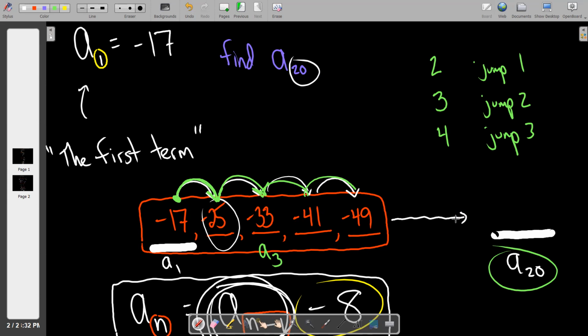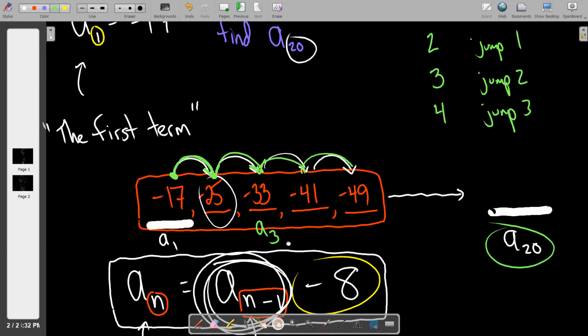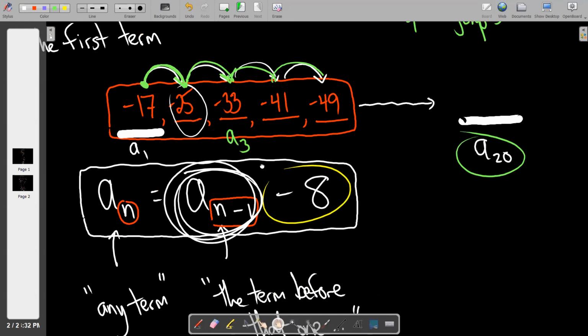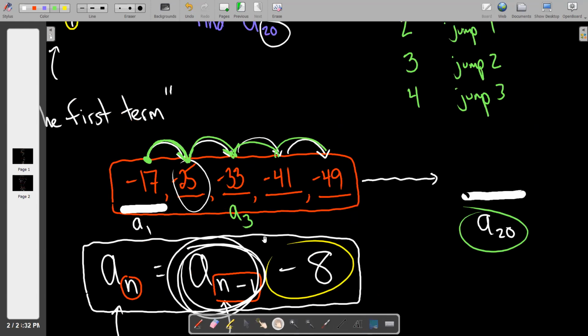Yes, it takes 19 jumps to get to the 20th level. It will always take one less than where you want to get to. If you wanted to get to the 500th platform, you'd have to jump 499 times. The fact that you start on level 1 can be confusing.